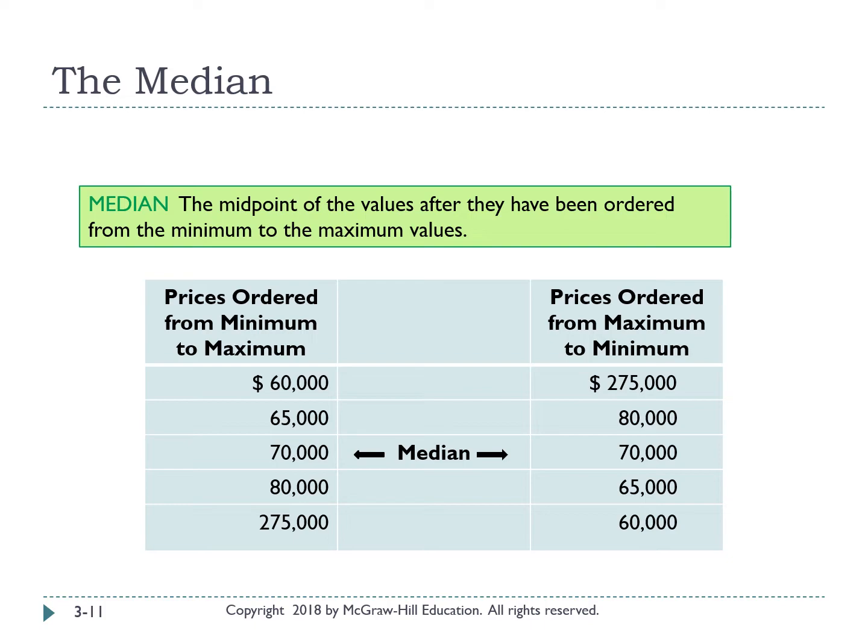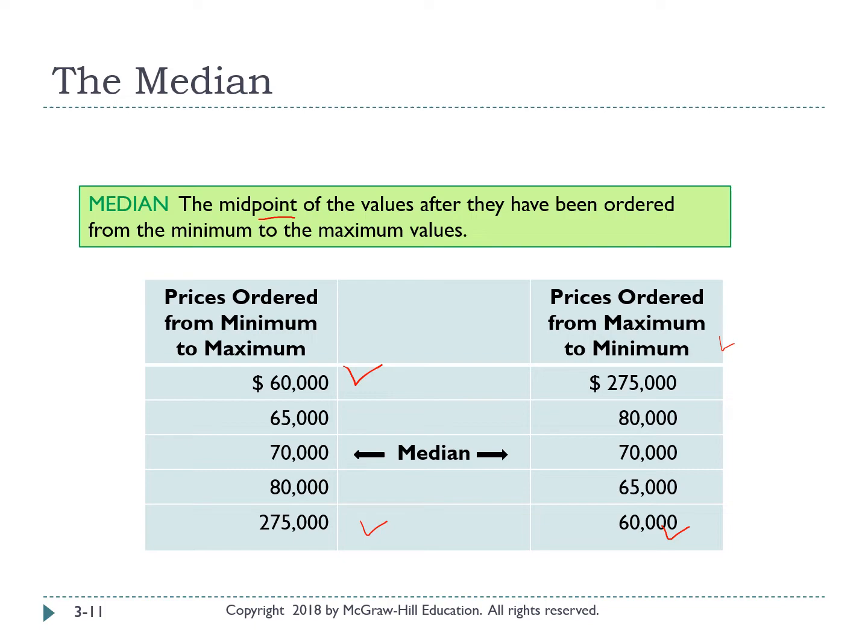So what is the median? The median is the midpoint or middle number or value after they have been ordered from minimum to maximum. You can also look at it from maximum to minimum. They are the same, but you have to order them. If you look at here, you can order from the minimum, which is 60,000, up to 275,000, or you can also start from the maximum to the smallest number. But normally it is easy to order them from the minimum to maximum. And then you will pick the middle point.